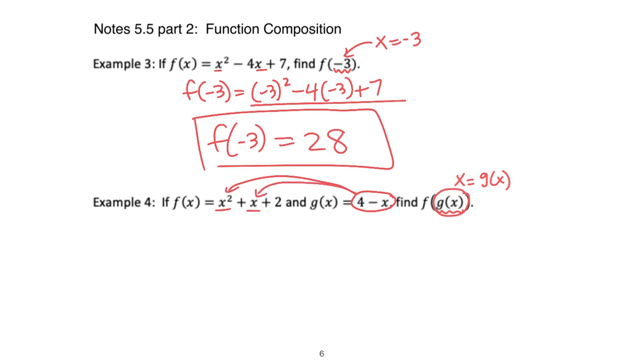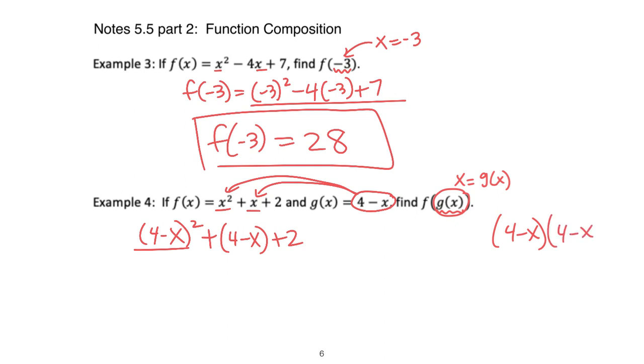So let's write that out. 4 minus x squared plus, I'm plugging in the equation again, 4 minus x plus 2. So I took the equation f and plugged in the equation g to it. Let's simplify it as much as we possibly can. We need to do a little multiplying out because this right here is a 4 minus x times a 4 minus x. Let's multiply that out and see what happens. That'll make it look a little nicer.